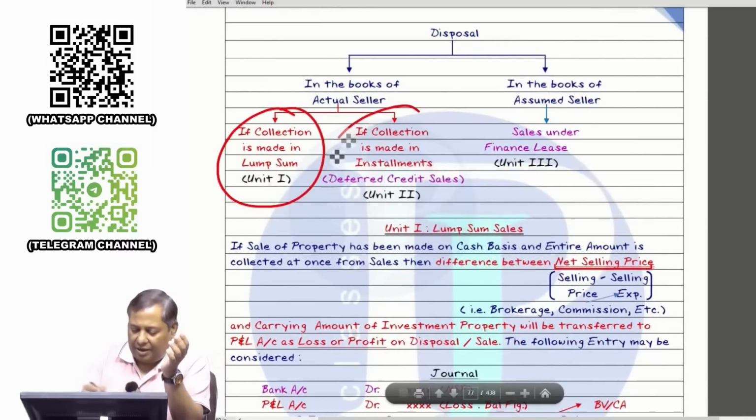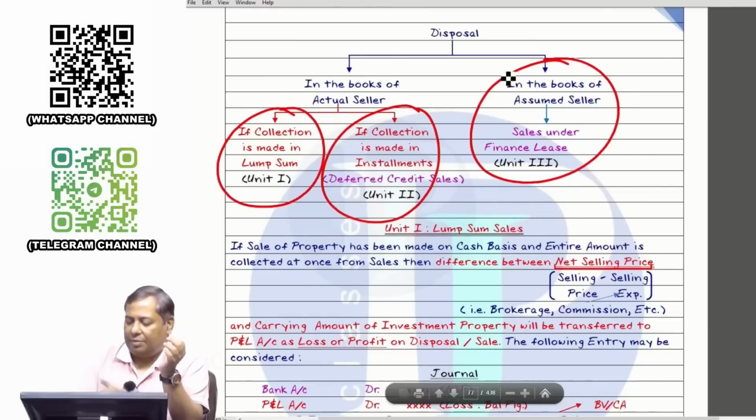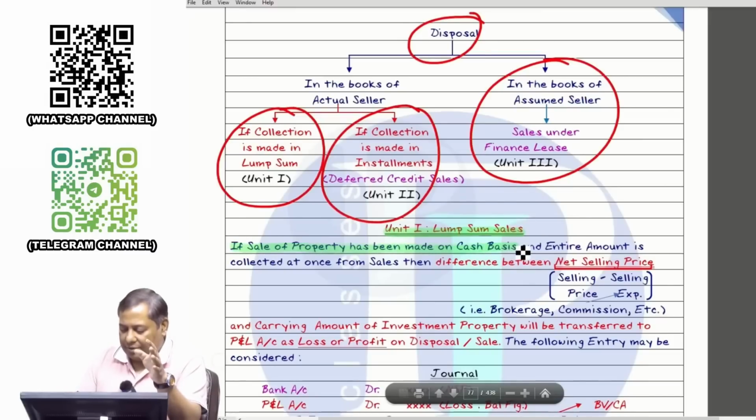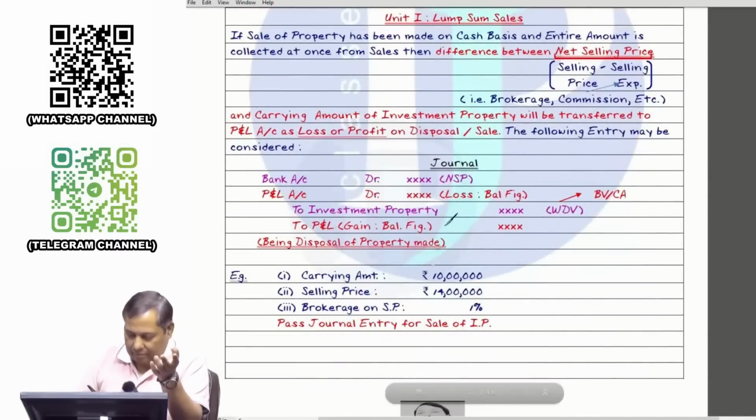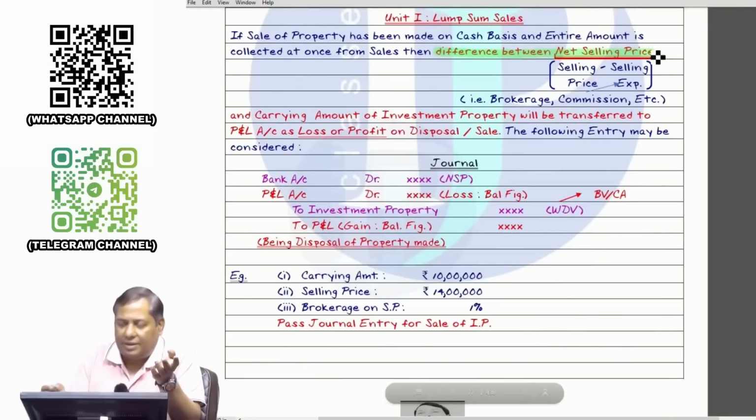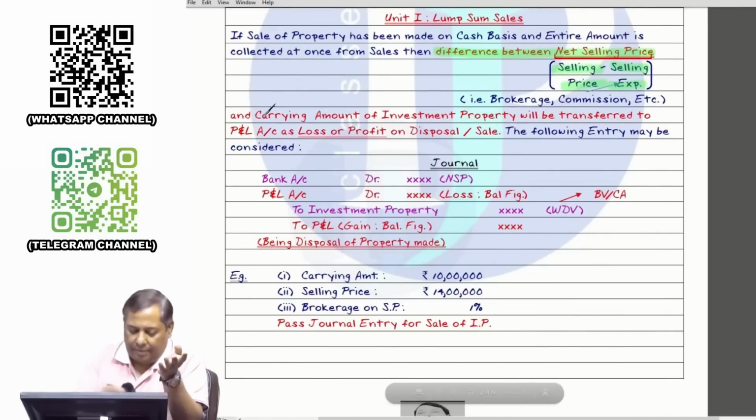In disposal, we will either take all the money at once, or in installments, or we will sell it on finance lease. First, you collected all your money by selling it in cash. If the property has been sold on a cash basis, then what? The difference between net selling price, which is selling price minus expenses, and the carrying amount is profit or loss. It will go into P&L. Bank account debit NSP, to investment property WDV, book value, carrying amount, and the difference to profit and loss.